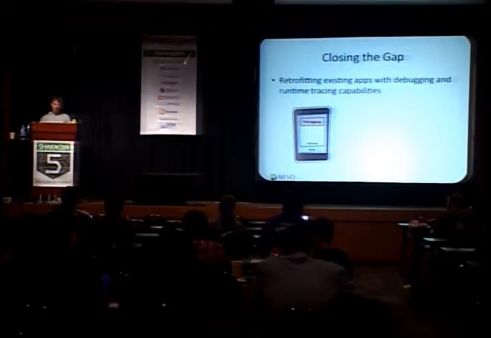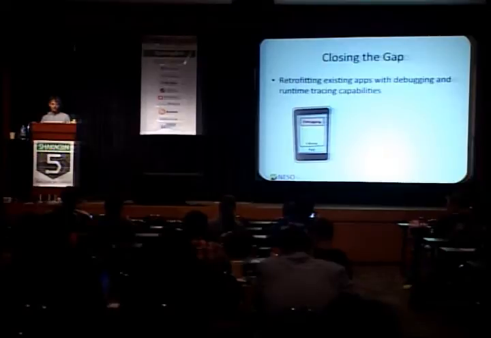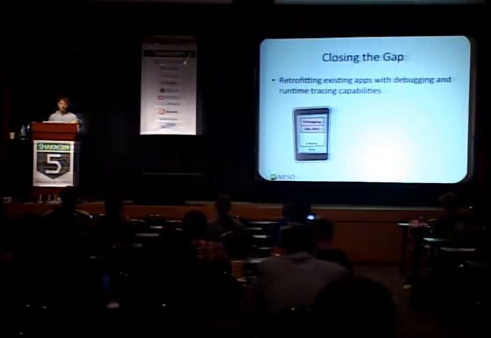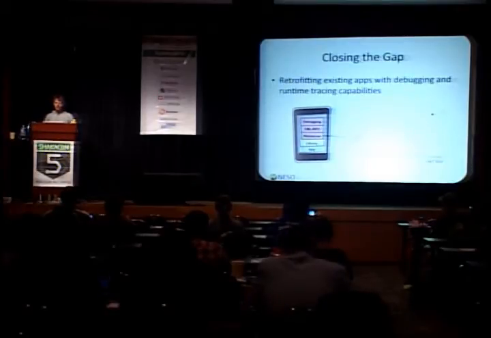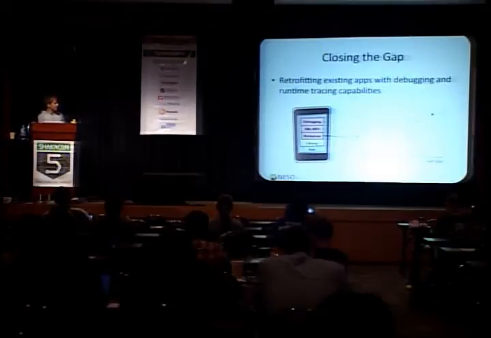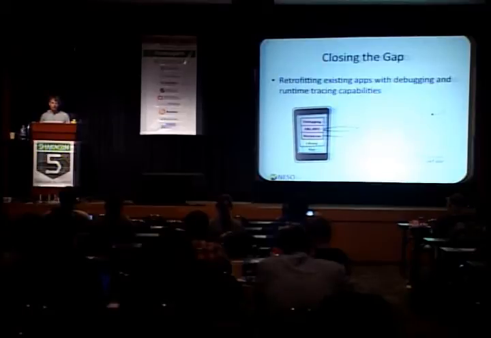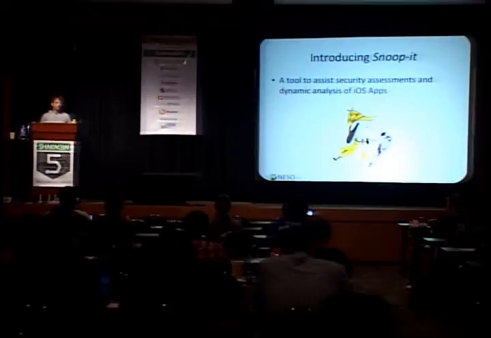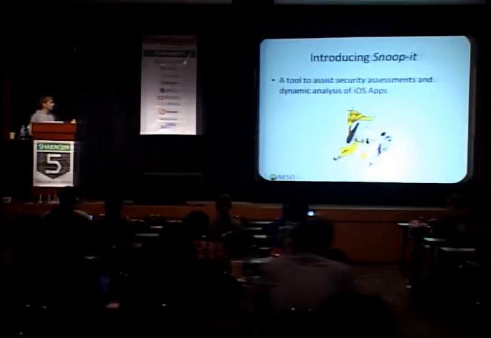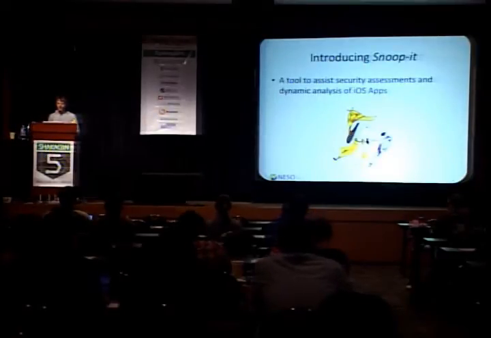To make all these functions in that library accessible and very easy to use, we extended it with an XML RPC web service endpoint, which is started inside the app. And we also start a web server in it, and this web server provides you with an HTML JavaScript front end based on Google Web Toolkit, and this front end communicates with the web service to remotely control and manipulate any arbitrary iOS app. That idea was the birth of Snoopit, a tool to assist security assessments and dynamic analysis of iOS apps.